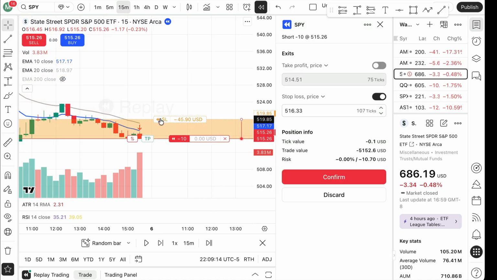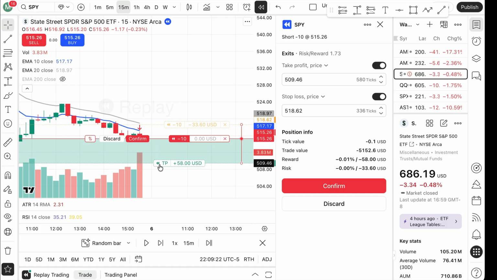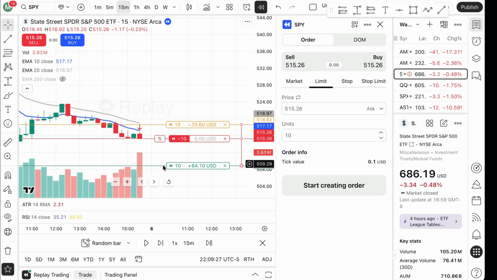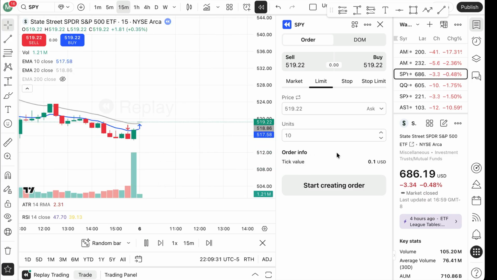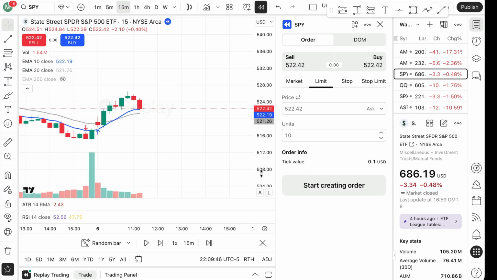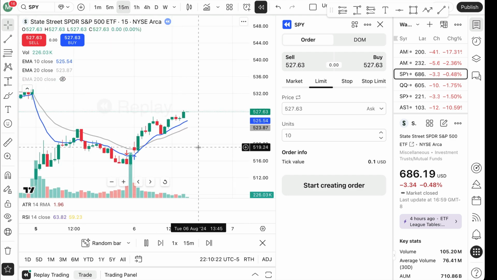So stop loss at 20. That seems a lot. Doesn't seem like a lot. Let's do 30. Take profit at 60, 64. Confirm. Play. Yep, lost that one too. Okay, we'll try it with no take profit.